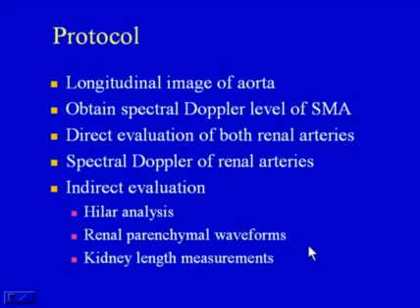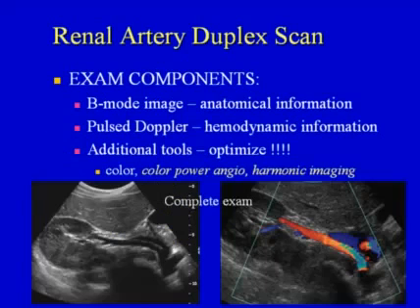Protocol. You need to obtain a longitudinal image of the aorta, obtain spectral Doppler from the level of the SMA. You need to do direct evaluation of both renal arteries, then conduct spectral Doppler of the entire renal artery. Indirect evaluation includes hilar analysis, renal parenchymal waveform evaluation, and kidney length measurements.